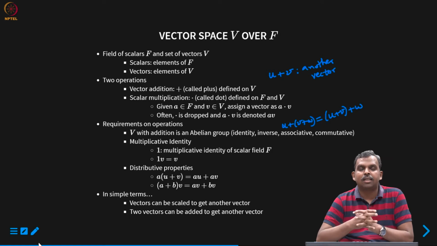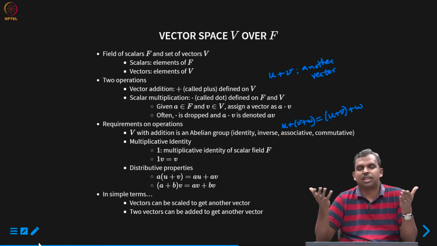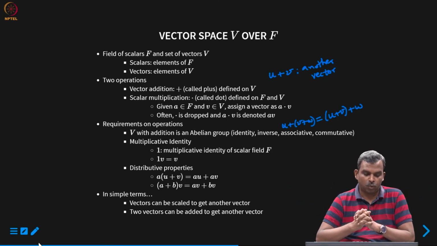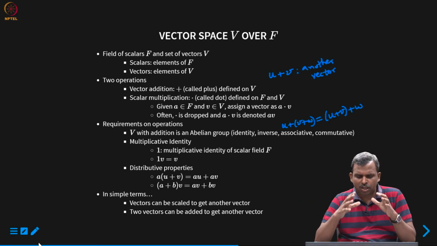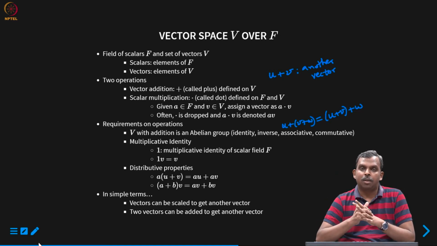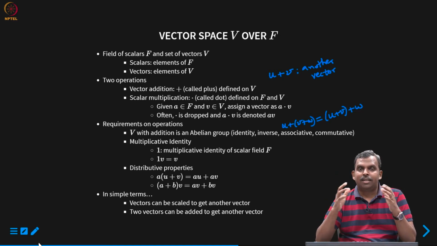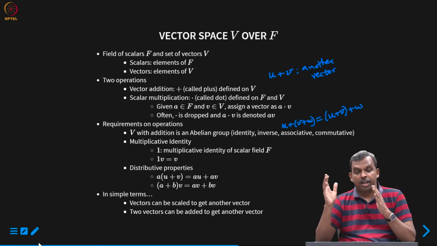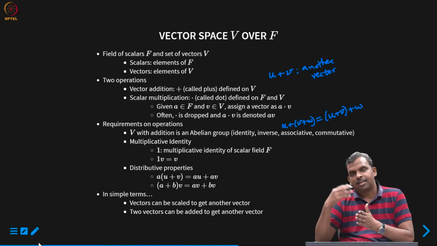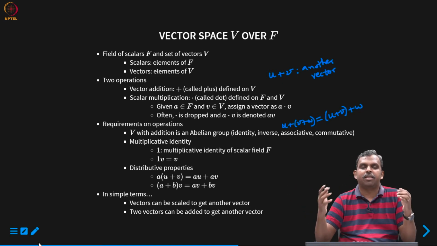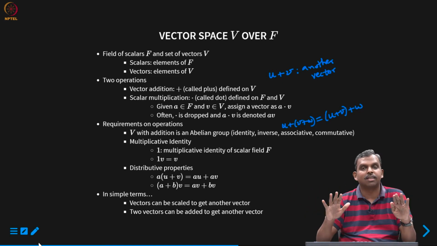Only when they do that, you have a vector space. Otherwise, you just have a set and a field and some partially complete operations. Okay. So in simple terms, if you want to drop all the specific things and understand it from a high level, then the basic idea is that when you call something vectors, you should be able to scale them to get other vectors. You should be able to take two vectors and add them and get a third vector. Okay. As long as you can do that, it's a vector space. All right. So that's all it is.